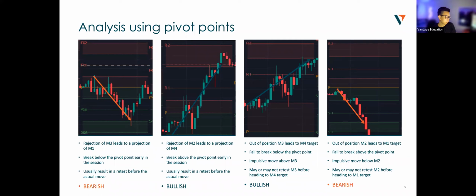M3 is above the pivot point, the middle point between pivot and R1, and M4 is the middle line between R1 and R2. Again, why are we not talking about R3? Why are we not talking about S3?